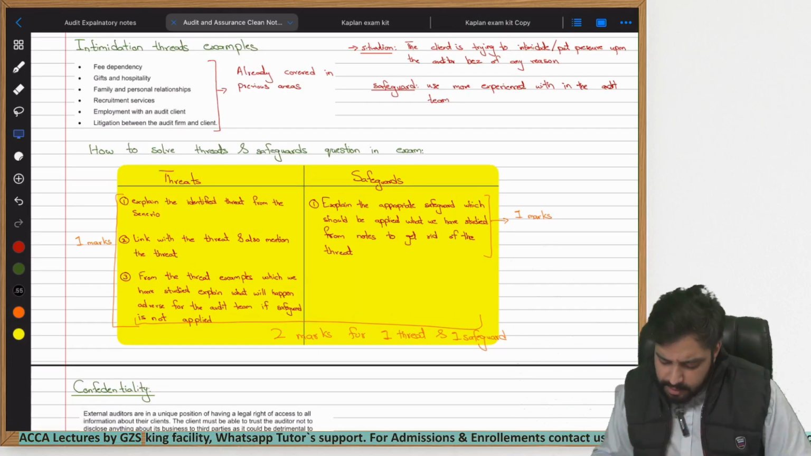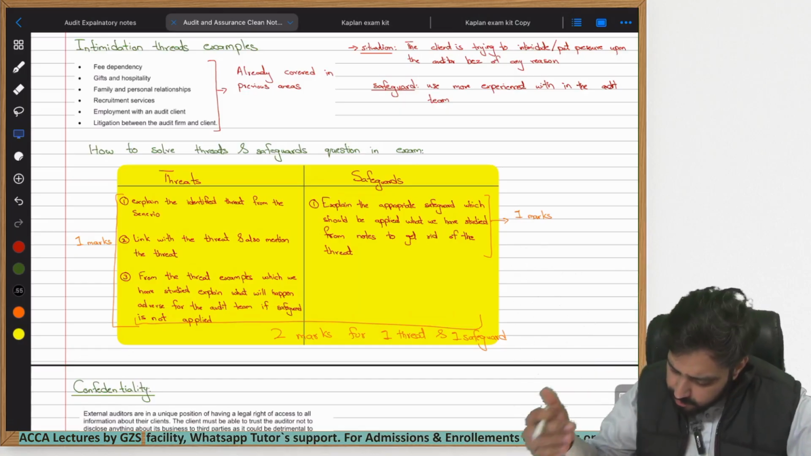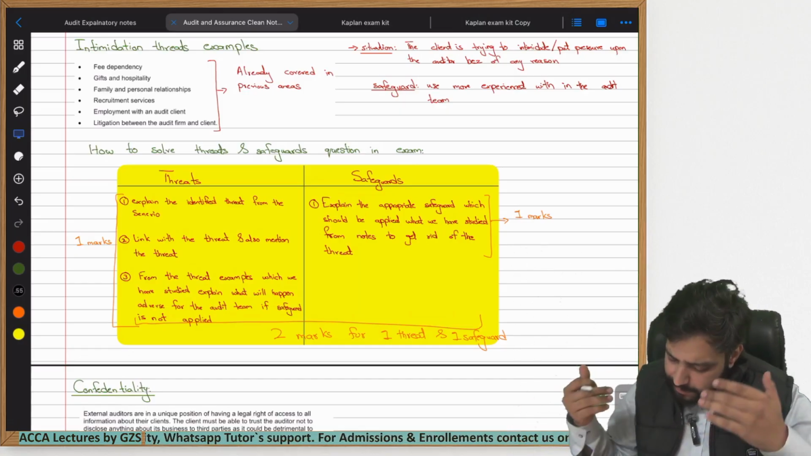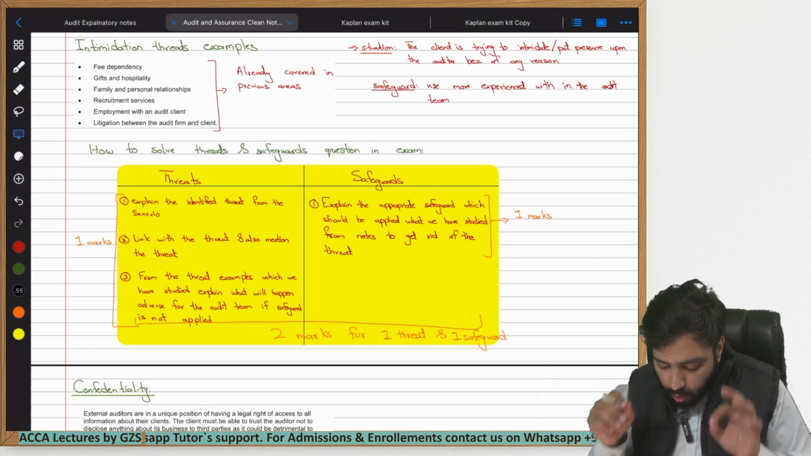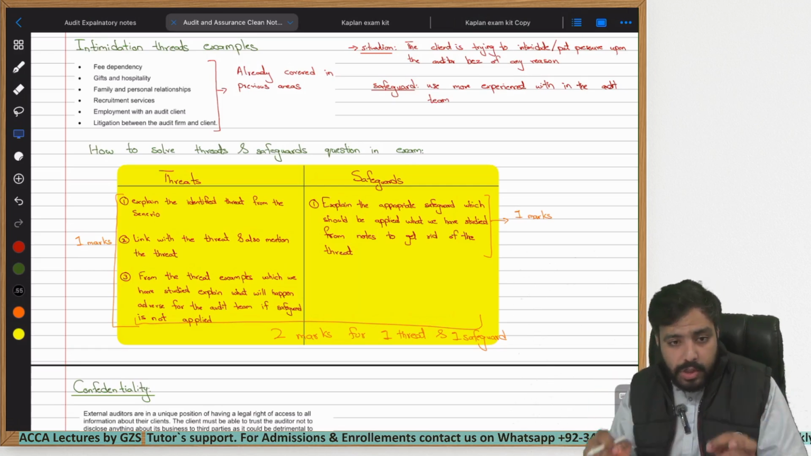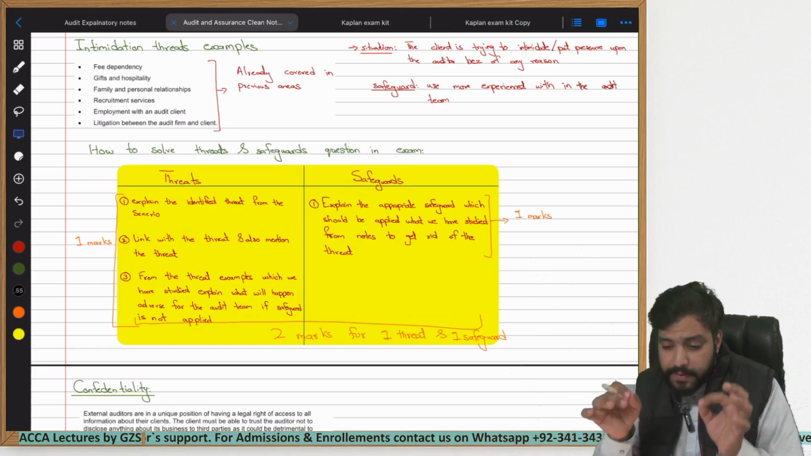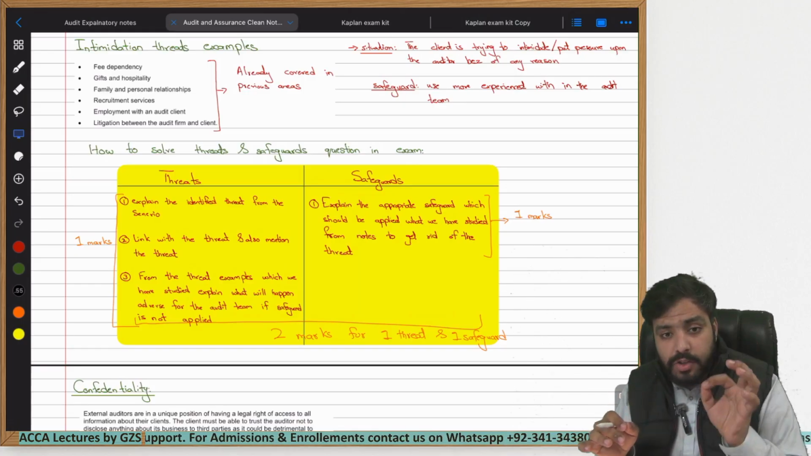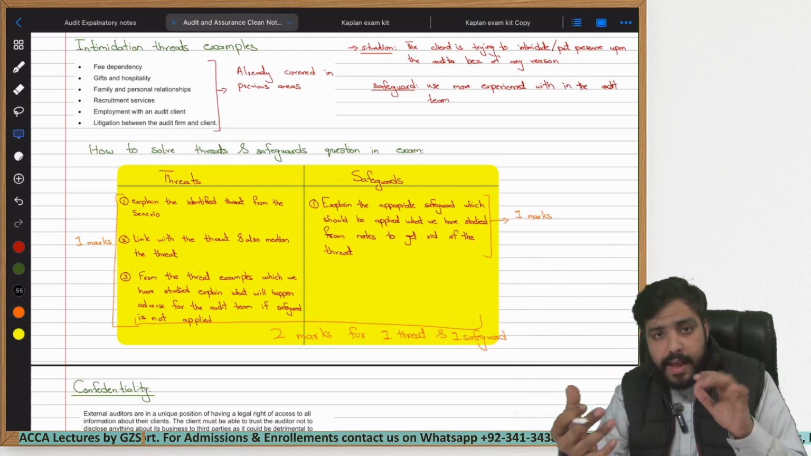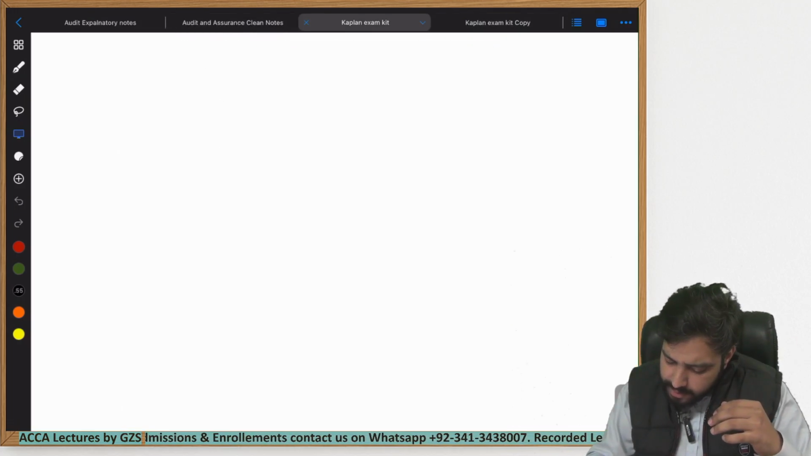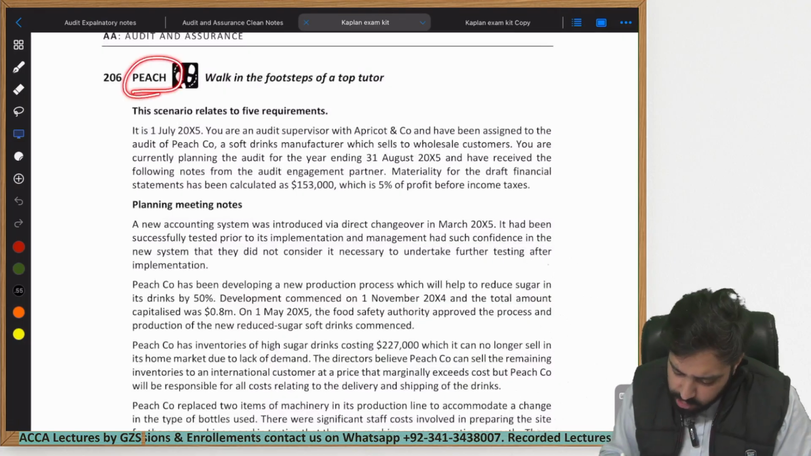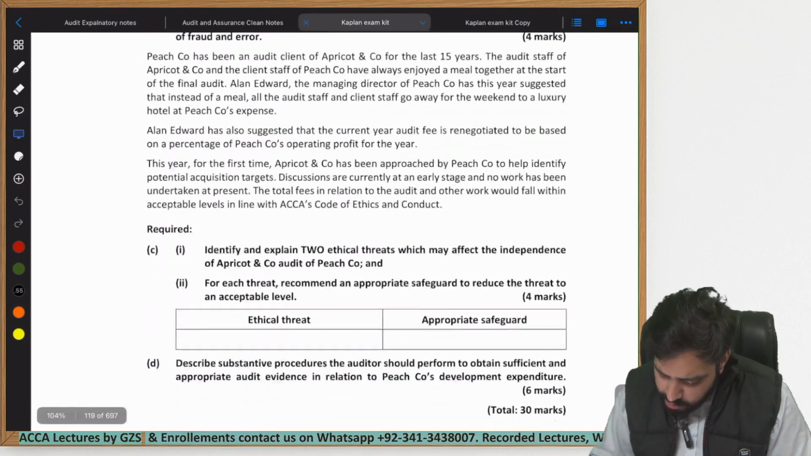Now, within this specific lecture, as we move towards the past exam questions given within your Kaplan kit, the first thing you need to remember is how to solve the ethics related questions within the exam, specifically those questions which ask you to identify the threats and give safeguards against them. There is a question within your Kaplan kit as well. The name of the question is Peach Corporation. I just want to go towards part C.